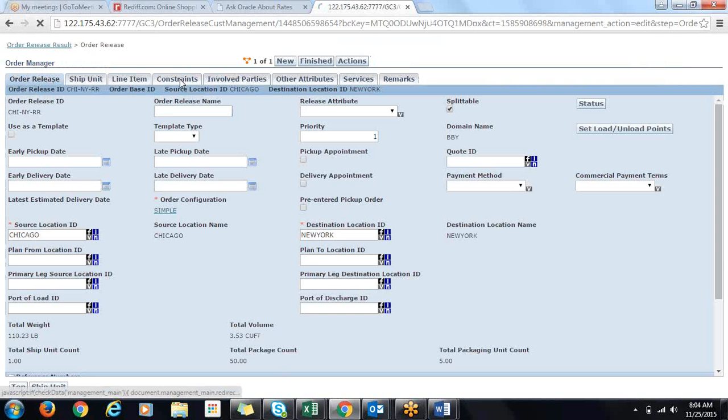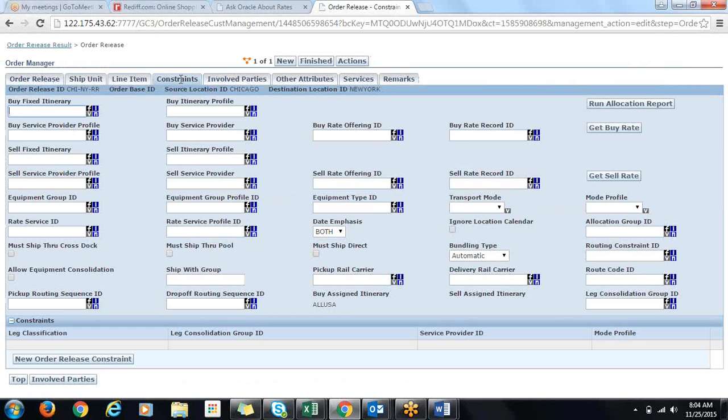If you actually look into the order release, there is something called the constraints tab. In the constraints tab, I can specify who is my preferred service provider or who are the preferred service providers. It can be one or it can be a group. What are the preferred rates I need to go with? What is the preferred route I need to follow? What is the preferred transport mode I can pick? All that can be done.